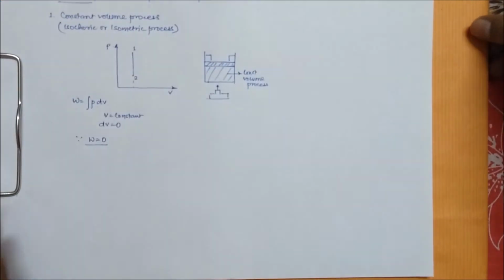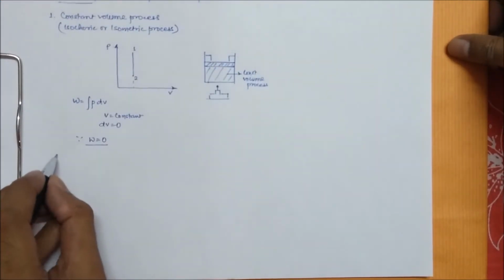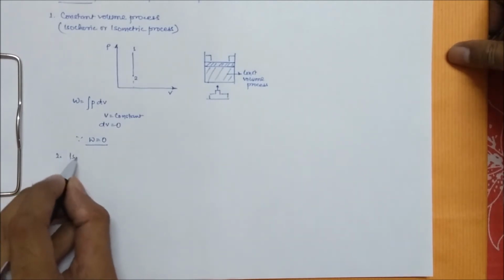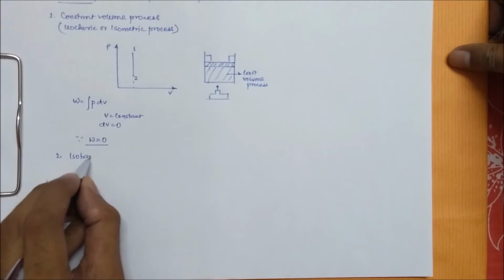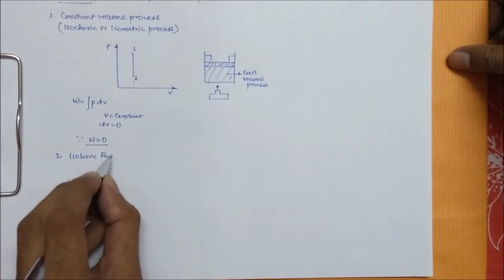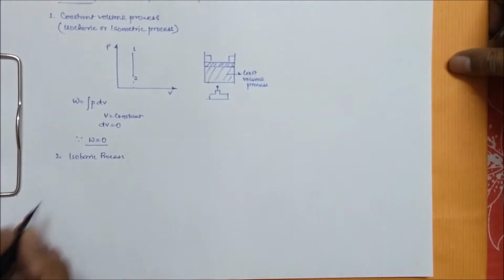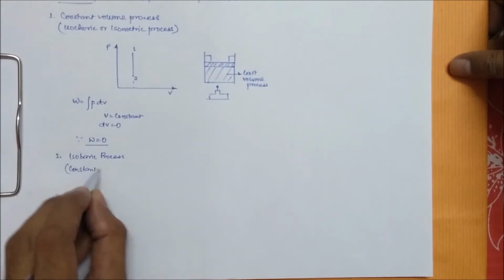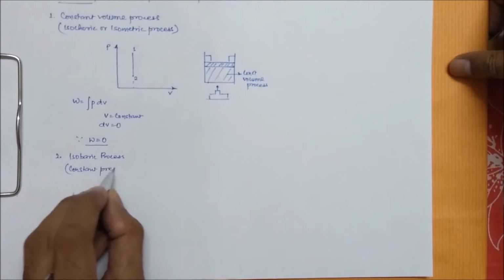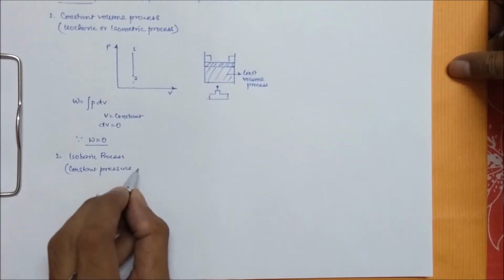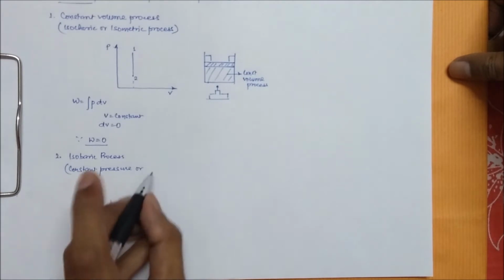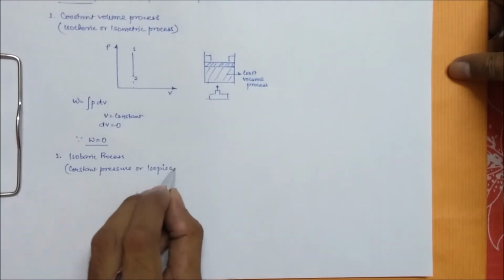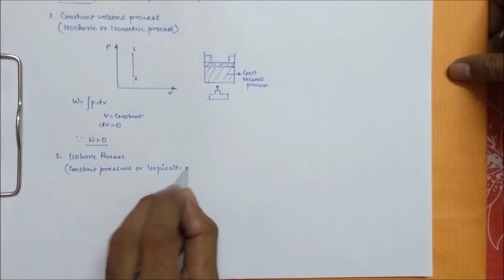Okay. The second process is the isobaric process, which is also known as the constant pressure or isobaric process.